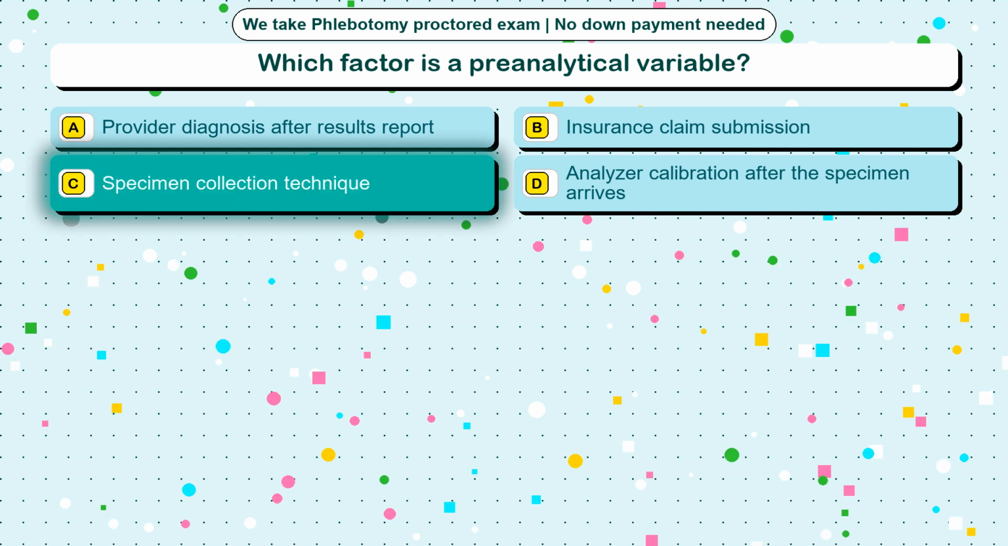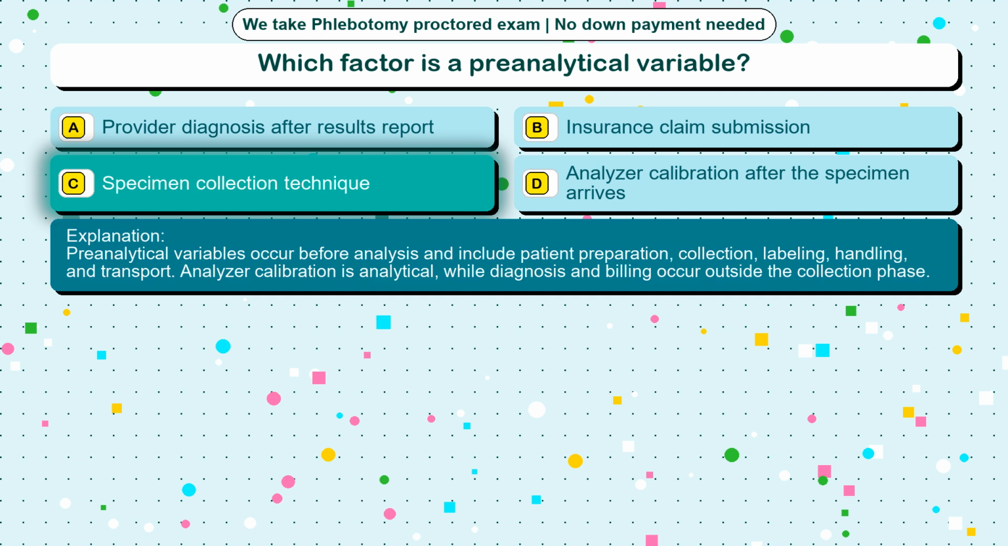The correct answer is option C. Specimen collection technique. Pre-analytical variables occur before analysis and include patient preparation, collection, labeling, handling, and transport. Analyzer calibration is analytical, while diagnosis and billing occur outside the collection phase.